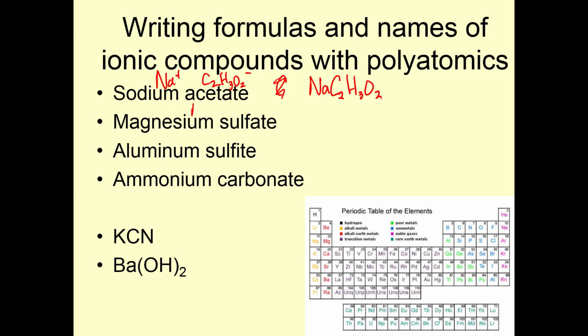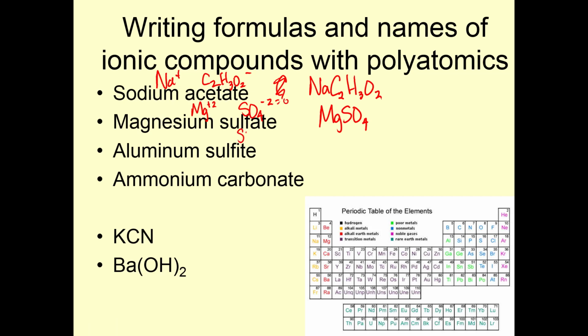Magnesium sulfate. So magnesium is +2. How do we know? Periodic table. Sulfate is SO4 -2. How do I know? I memorized it. So I am going to write MgSO4 because +2 minus 2 equals 0, 1 of each.